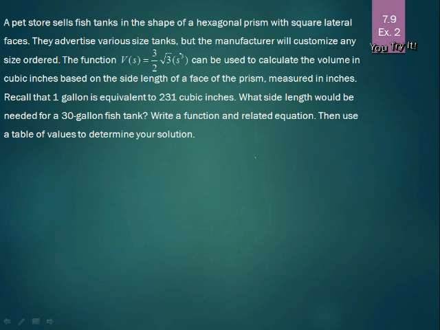Okay, so we have our function here for volume, and notice that the volume here is in cubic inches, and we're actually trying to find the side length for a volume of a 30-gallon fish tank. And so if this fish tank holds 30 gallons, we really need a volume function that can be in gallons instead of cubic inches. And so we will need this conversion factor that 1 gallon is equal to 231 cubic inches. And so we can go ahead and use that to convert our function. So let's go ahead and write out our function here.